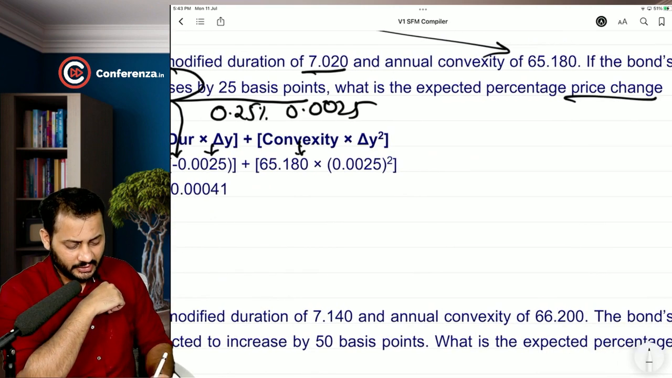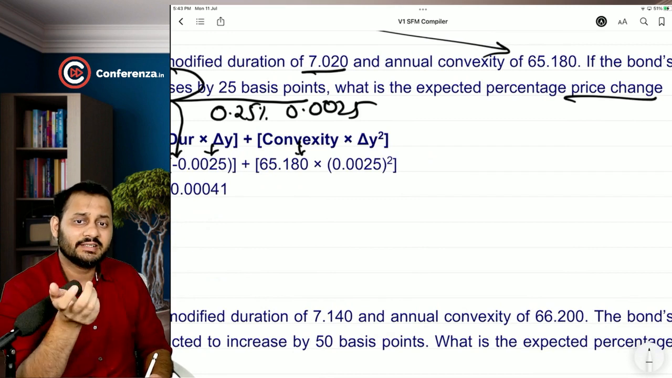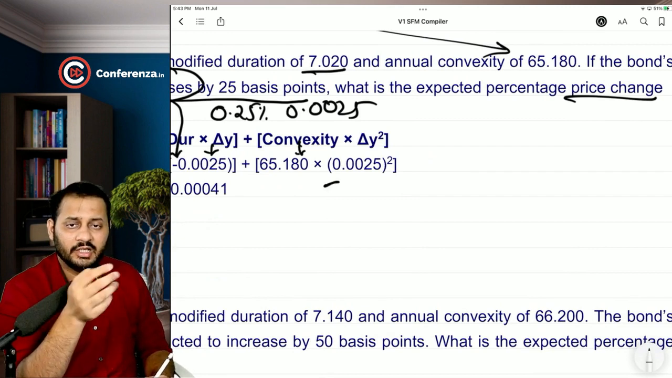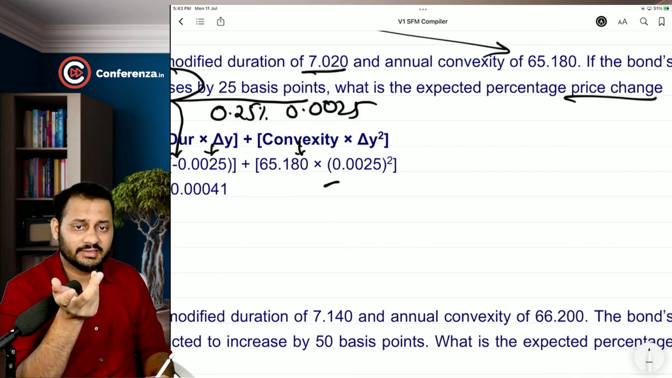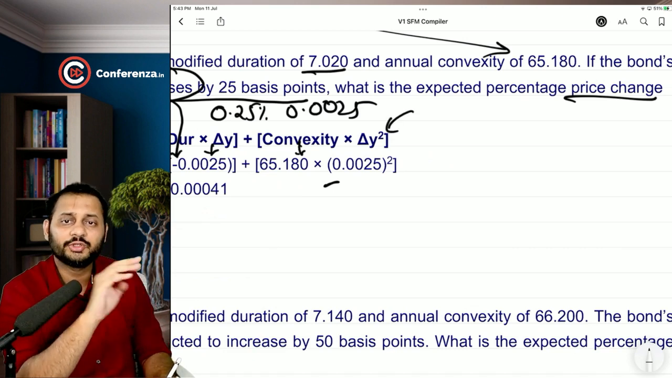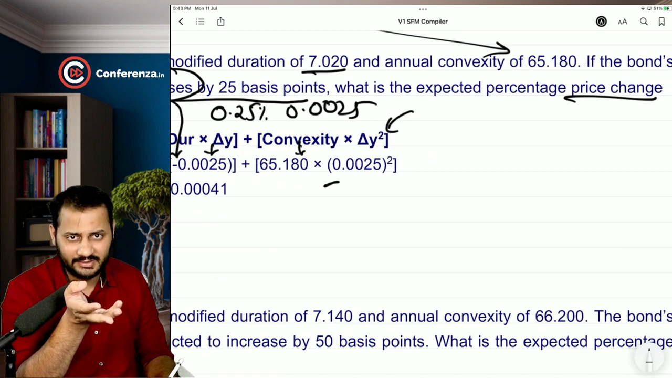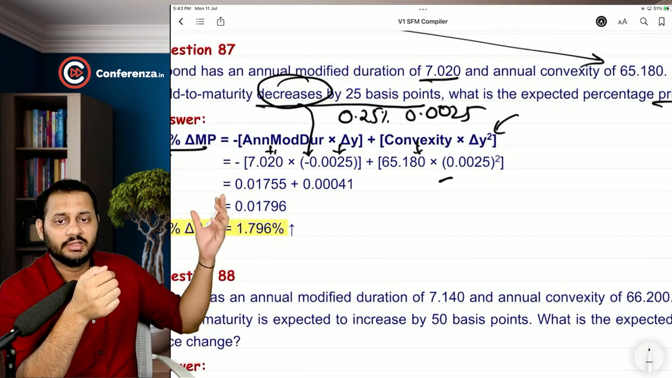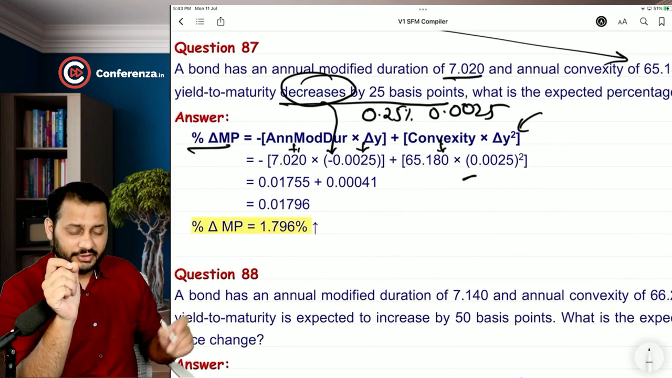Convexity is this much and change in YTM square. You might say that why there is no minus sign here, because even if you take the minus sign, the square of minus will be the plus only. That's why they have not shown it there. You can take the minus sign as well. This is going to be the answer. Please understand the logic.